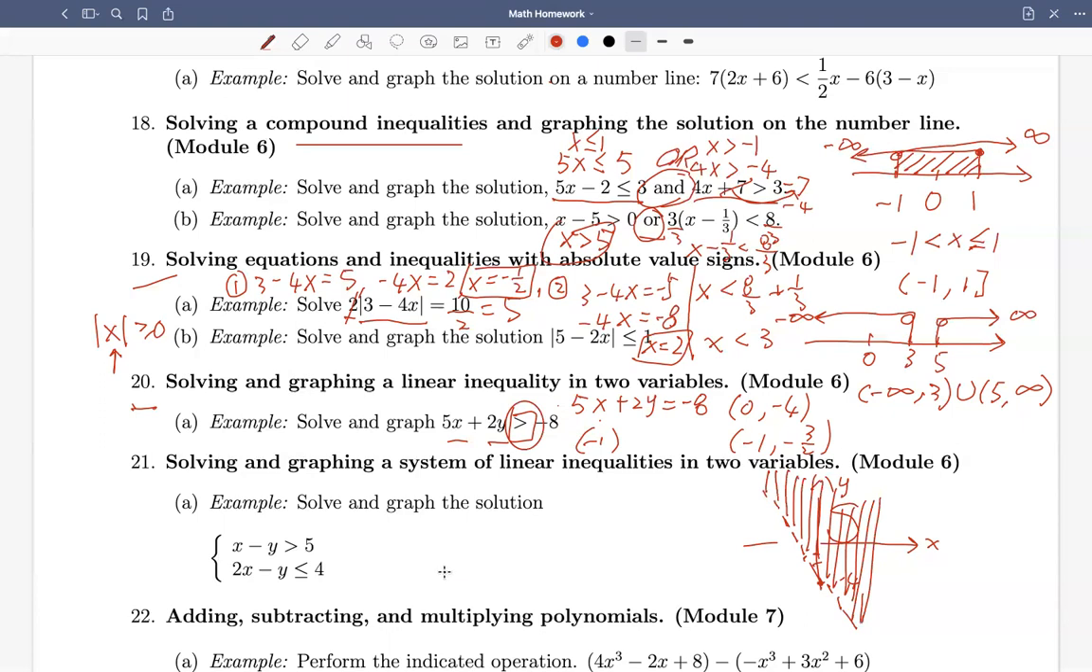Okay, that's 20. And 21, we have these 2. So we're going to look for the intersection. When we put 2 inequalities together as a system, we need to find, we're going to draw one with vertical lines, another one with horizontal lines. Then we look for the grid. The grid, if you find the grid, that means the overlapping of those 2 solution sets. So let's see the first one. So let's draw the first one.